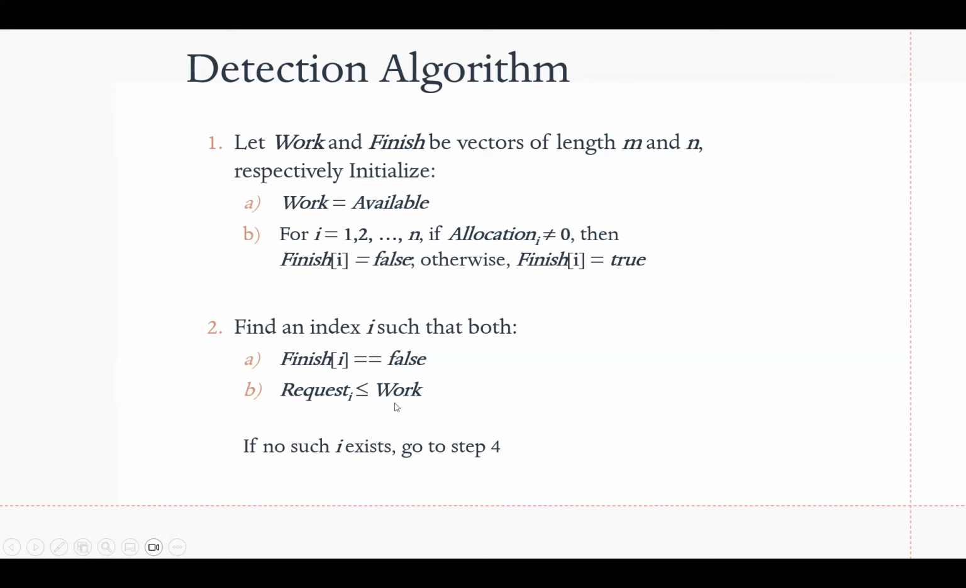Work means Available, which we already initialized in step 1. If the request is less than or equal to Work, it means yes, we can allocate those many resources, because we have them in the system. If both conditions are true, then we can allocate the resources and execute this process. But if no such i exists, if both conditions are false, we go to step 4.